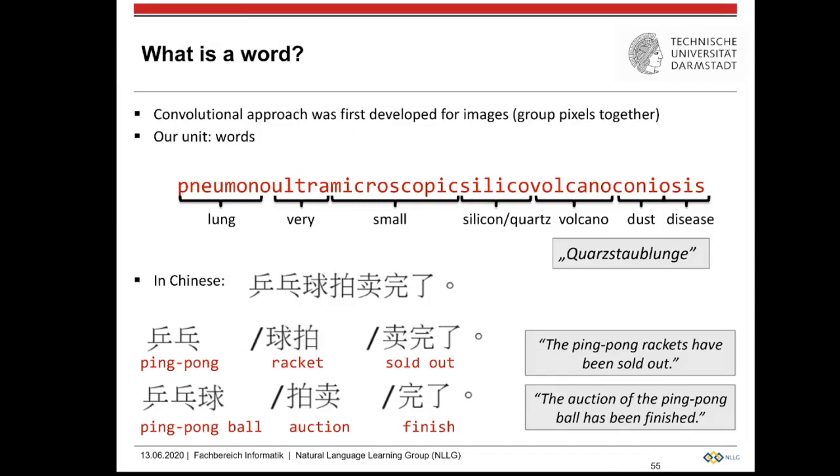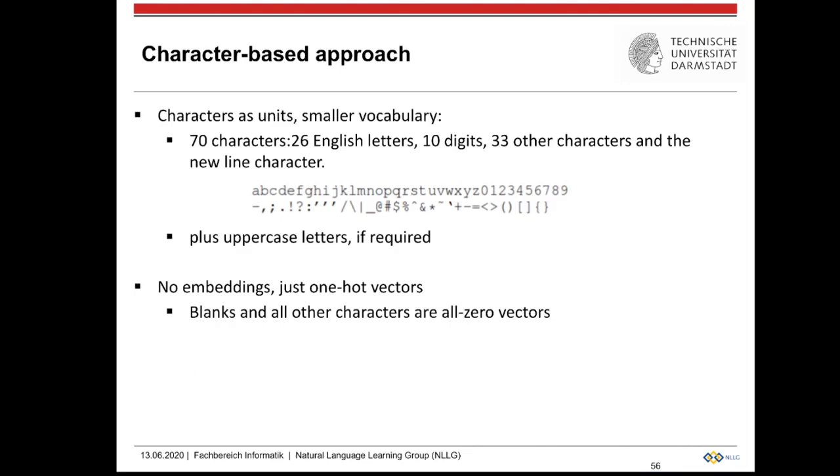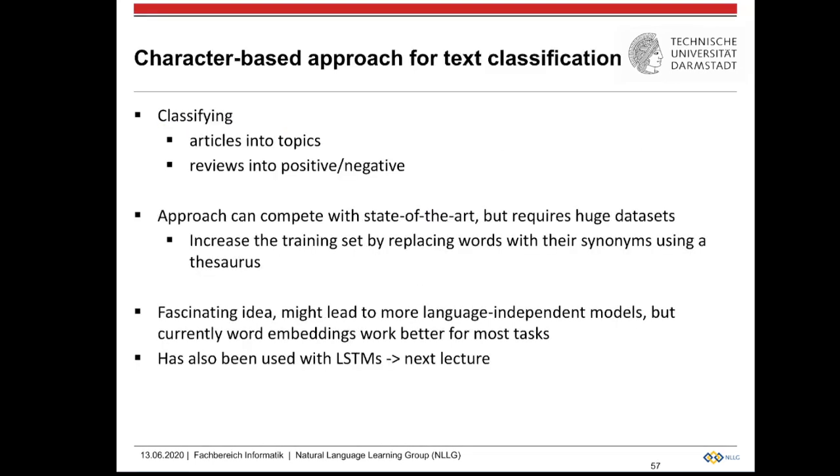This is because, unlike many Indo-European languages where words are considered the minimal unit, in many other languages like Chinese and Japanese there is no space between characters, which makes word segmentation very tricky. To solve these problems, some researchers propose a character-based approach coupled with convolutional networks. They consider the character as the minimal unit, which leads to a much smaller vocabulary. And this approach can be applied in many NLP tasks.